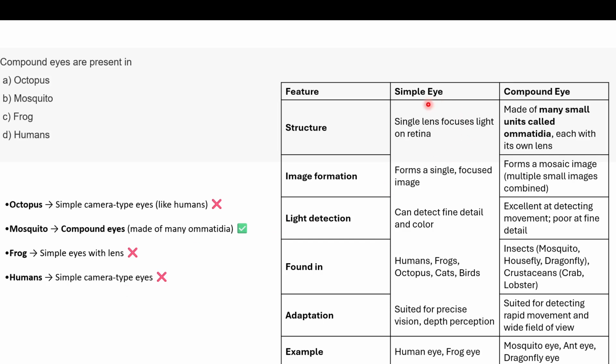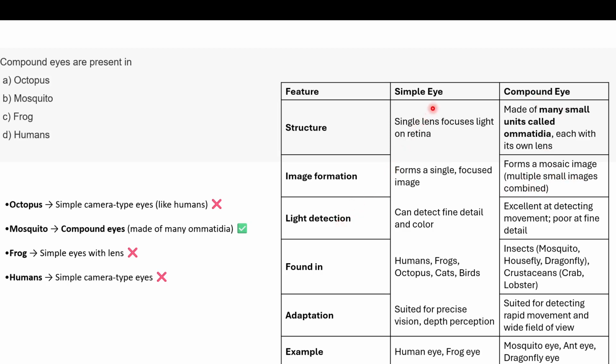So now if we just maybe characterize it, tabulate it, simple eye versus compound eye. For the structure, a simple eye has a single lens which focuses light on the retina. Compound eyes are made up of many small units called ommatidia, each having its own lens. If we talk about image formation, a simple eye forms a single focused image, and a compound eye forms a mosaic image, which is actually multiple small images combined.